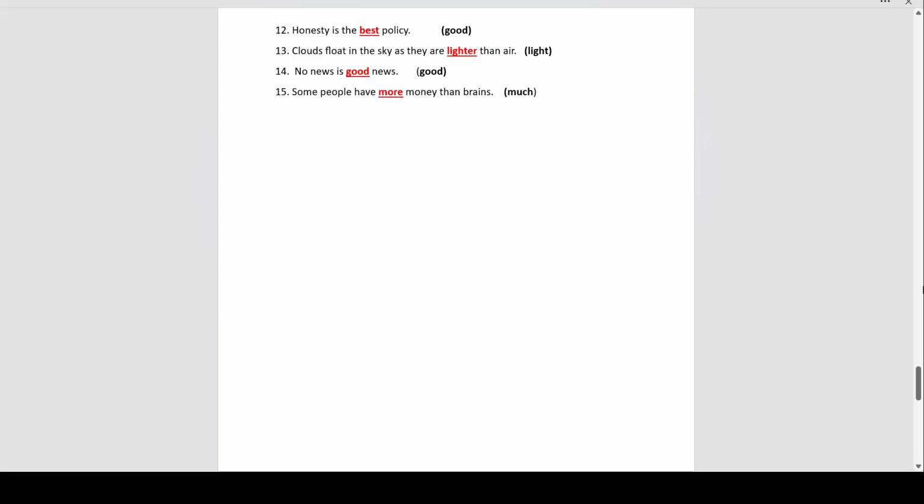Number 13, clouds float in the sky as they are dash in air. Light, lighter, lightest. Clouds are being compared to air, so I use the comparative degree lighter. Number 14, no news is good news. Now, there is no comparison basically. No news is good. So good remains good. Now, number 15, some people have dash money than brains. Much becomes more. Some people have more money than brains.